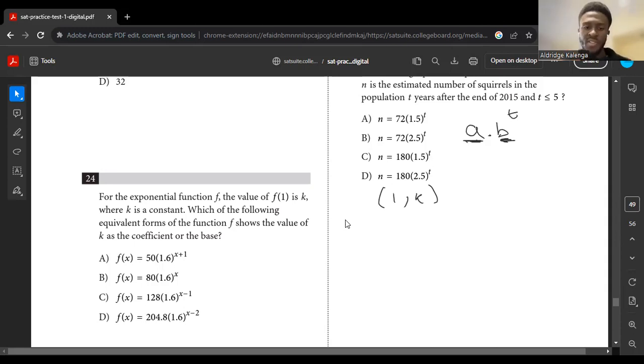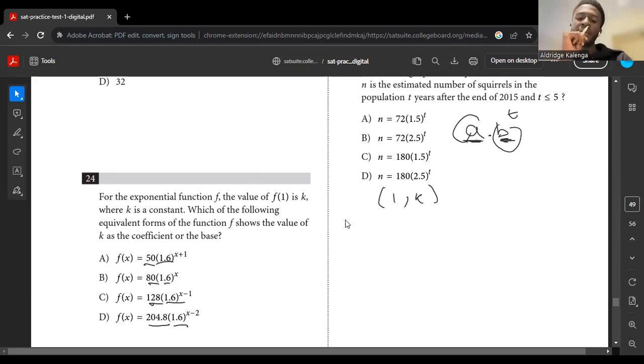Okay, so actually let's look at the answer choices. Let's substitute 1. Oh, okay, so the answer should be C, right? Because look, if we put a 1 here, so it's saying which one is going to give us A or B. So in short, which one is going to give us either 50 or 1.6? Either 80 or 1.6? Either 128 or 1.6? Either 204.8 or 1.6? Basically, which one is going to work for the answer choices?